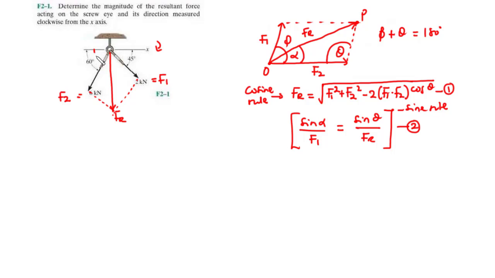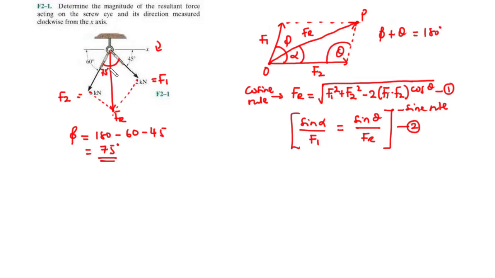Now from this point through to this point is 180 degrees. So to find the angle between these two forces, we need to subtract 45 and then 60 from 180 to get the angle between these two forces. So that is the angle phi. So we have phi equals 180 minus 60 minus 45, and that's equal to 75 degrees. So we have this angle to be 75 degrees.